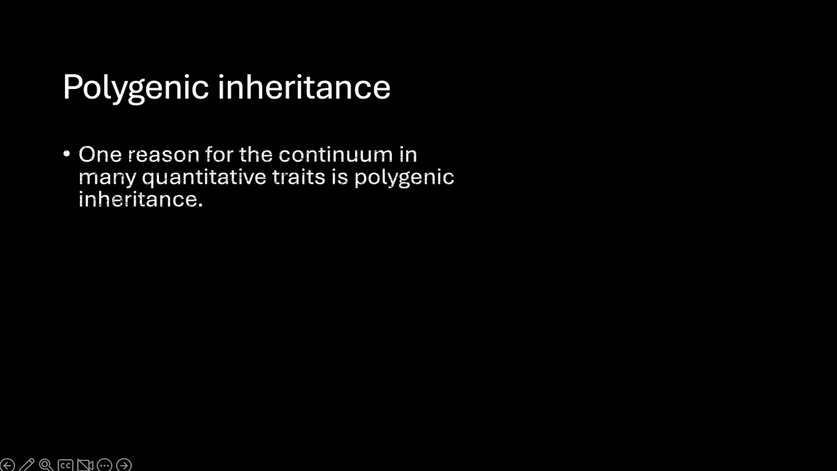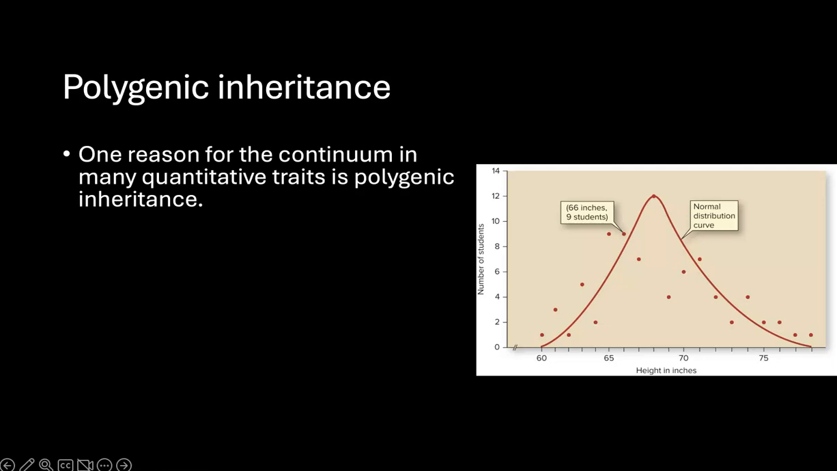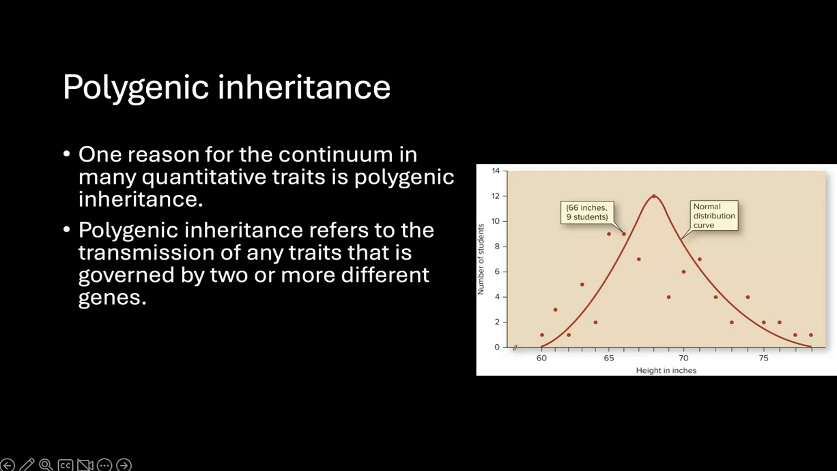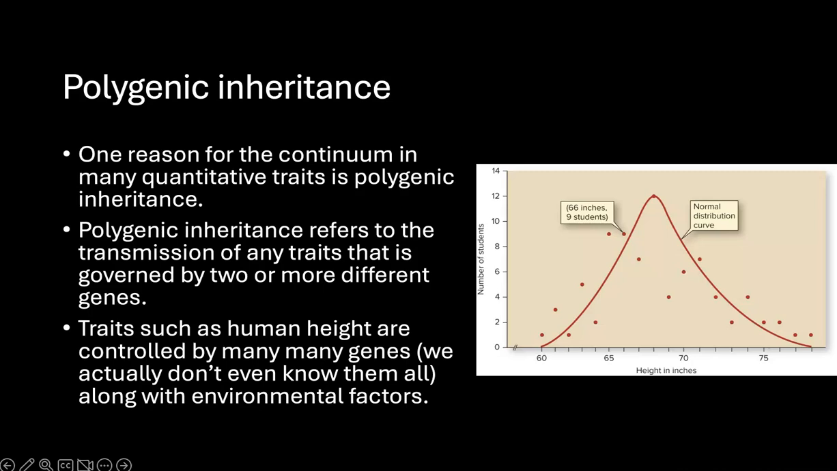As stated previously, a reason for the observed continuum in many quantitative traits is due to them being governed by multiple genes. This is termed polygenic inheritance, and specifically, this term refers to traits controlled by two or more different genes. In many cases, like human height, the number of genes that control this trait is very large, along with many often unknown environmental factors.